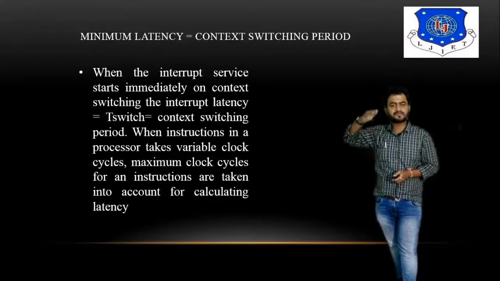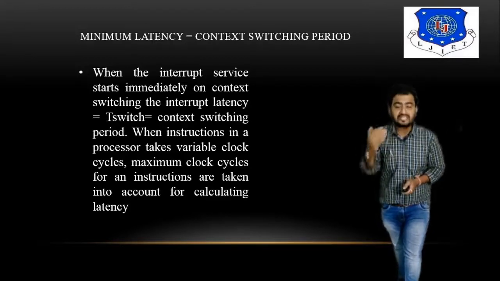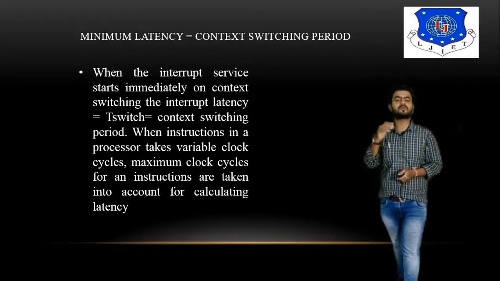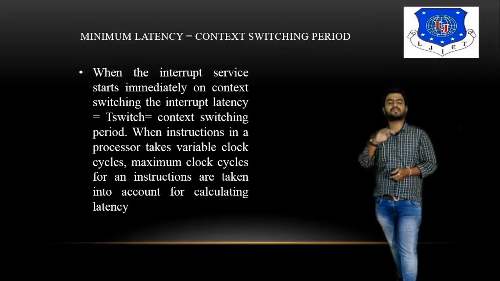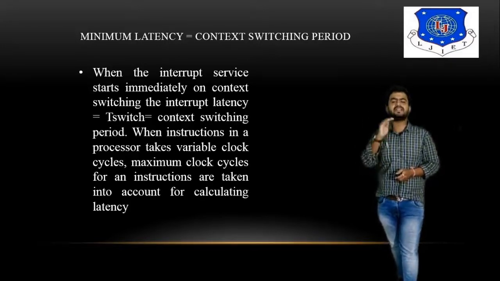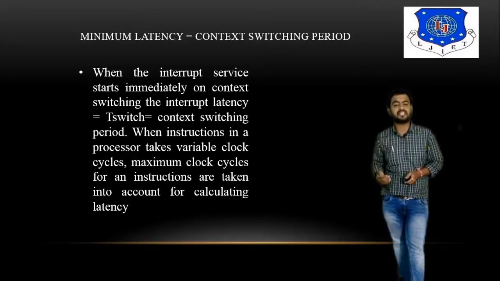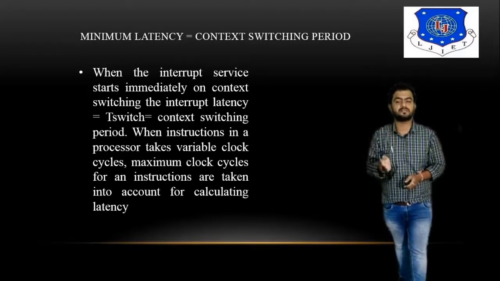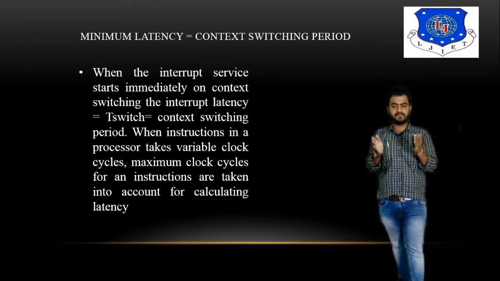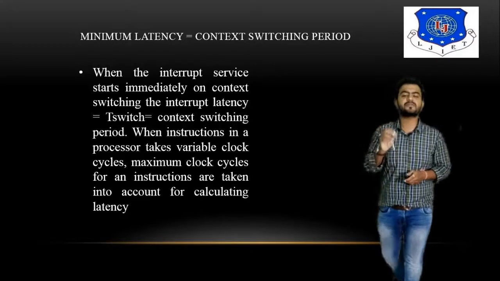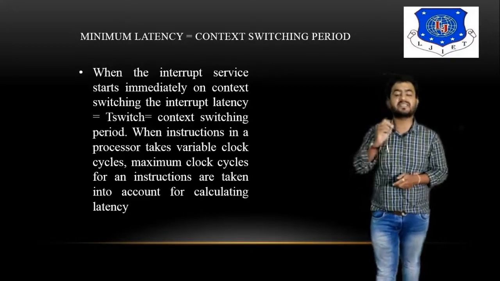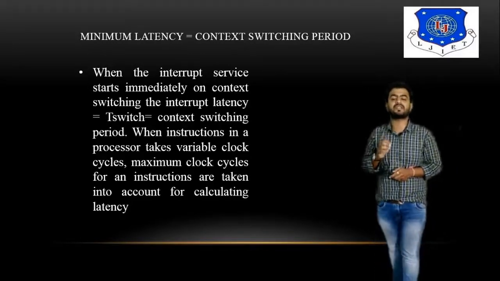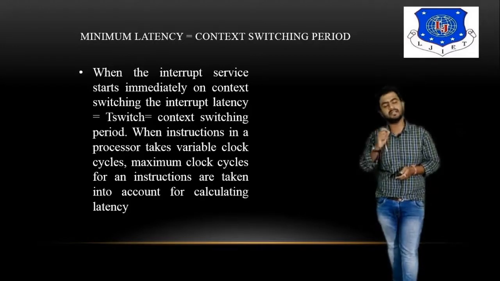When the interrupt service starts immediately on the context switching, right? In terms of context switching, what are we talking about? We're talking about the registers and program counter. And the interrupt latency is equal to T switching time, which is equal to context switching. So ultimately we have to synchronize the time. Fine. So when the instructions in the processor take variable clock cycles, the maximum clock cycles for an instruction are taken into account for calculating the latency.